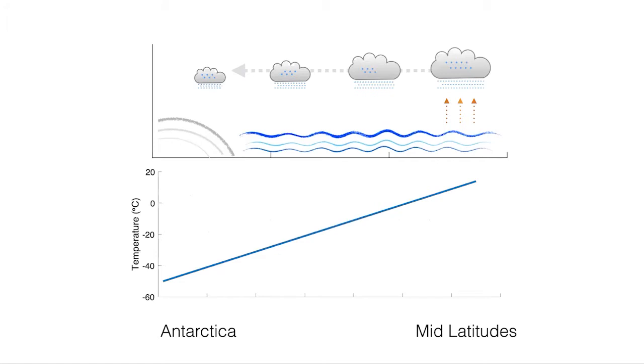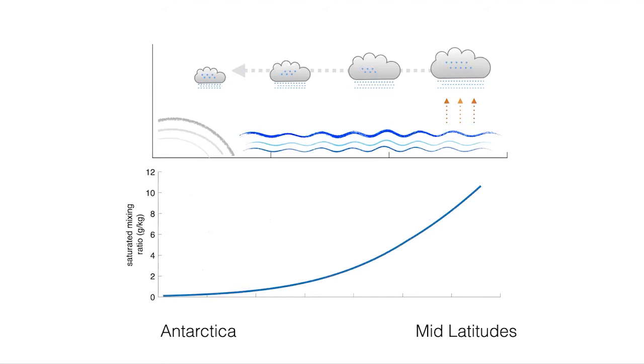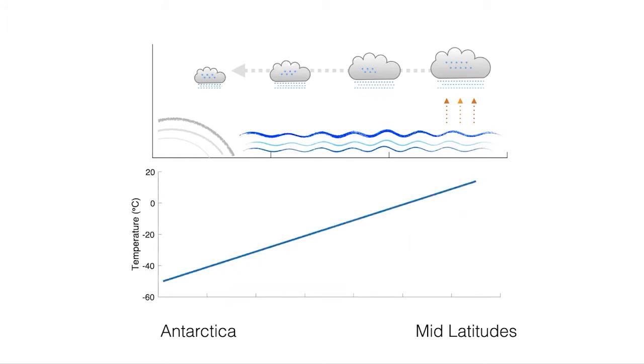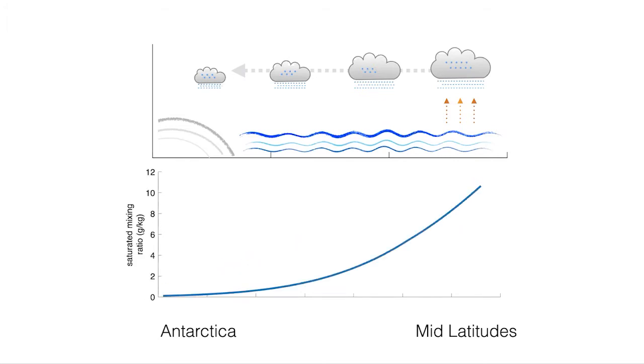It turns out that the amount of water vapor that the air can hold is dependent on temperature. In fact, it's non-linearly dependent on temperature. This is the Clausius-Clapeyron relationship. What I'm showing here is the saturated mixing ratio of air given this temperature gradient. As our cloud of water is transported towards the pole, it's going to encounter colder temperatures. That means the air can no longer hold as much water as it started with, and some of that water is going to be forced to condense and precipitate.